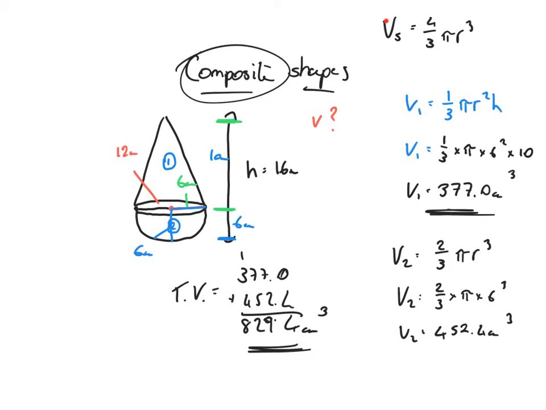Okay, then we know that the hemisphere is given by 2/3 pi r cubed, since the sphere is 4/3 pi r cubed, so that's half a sphere. So it's 2/3 times pi times the radius, 6 cubed. Put that into the calculator. We've got the two different volumes. We add them together to get 129.4 cubic centimetres.